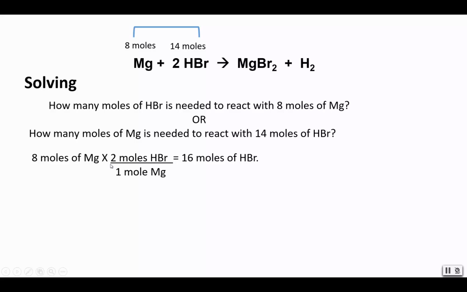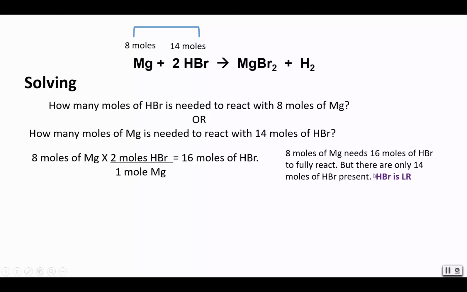And I did it such as this. I have 8 moles of magnesium, and I did the molar ratio between hydrobromic acid and magnesium. 8 moles of magnesium needs to react with 16 moles of hydrobromic acid. That means that everything would be used up if it had the availability of the 16 moles of hydrobromic acid. But I only have 14 moles of hydrobromic acid, so therefore I don't have enough moles of HBr to react with that many moles of magnesium. So hydrobromic acid is the limiting reactant.